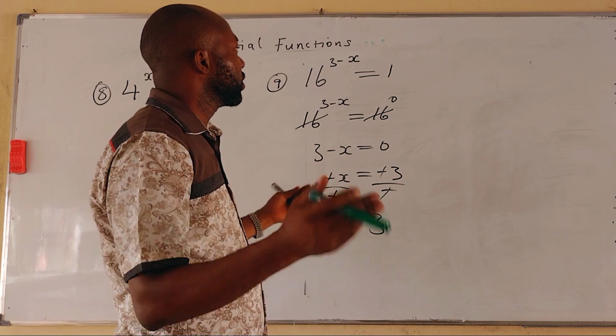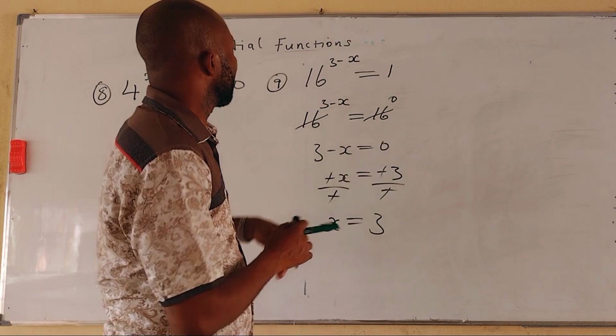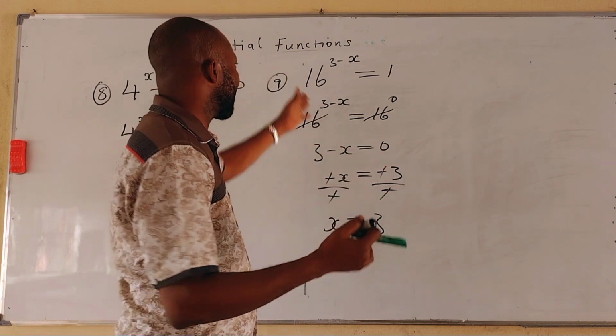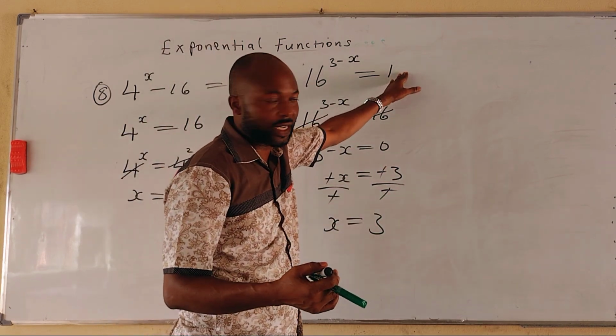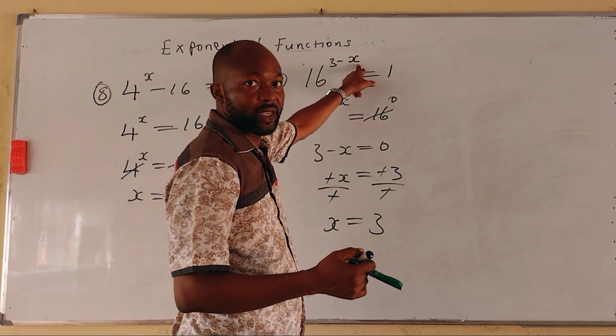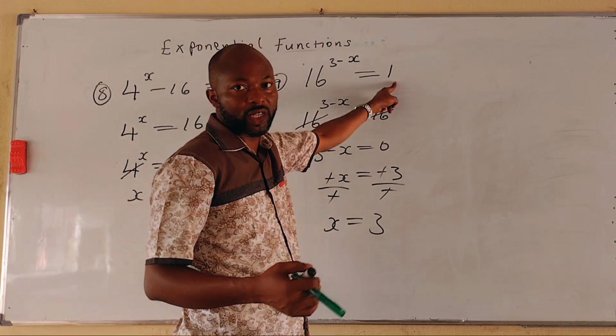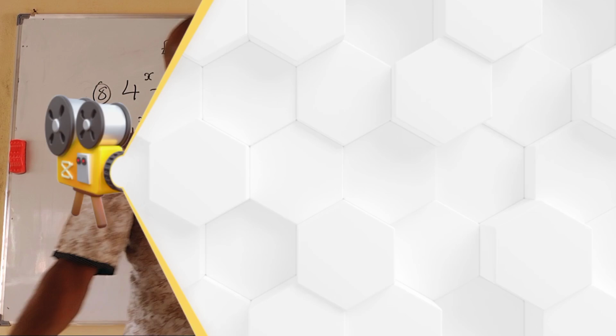Now, how do you know you're correct? For example, let us just check. We say in every equation the left hand side must equal the right hand side. If x is 3, I put my 3 here. 3 minus 3 is 0. 16 raised to the power 0 is 1. So here is 1, here is 1. So by that you know you're correct.